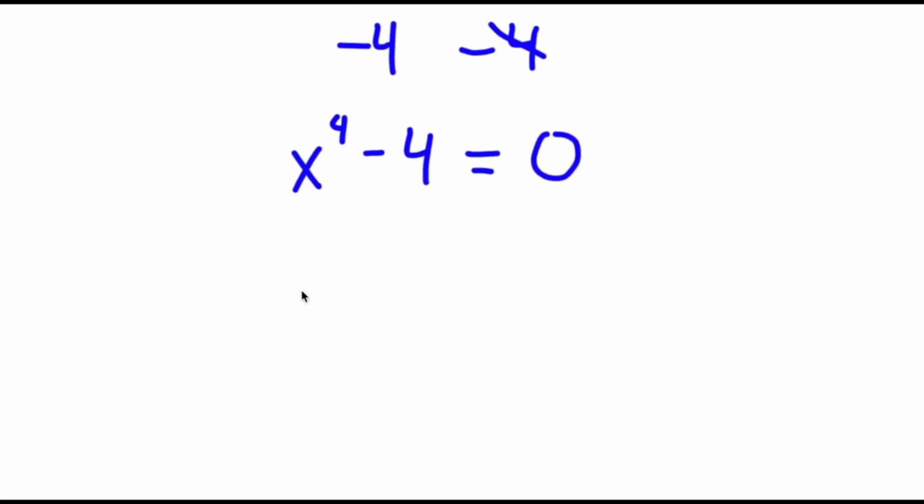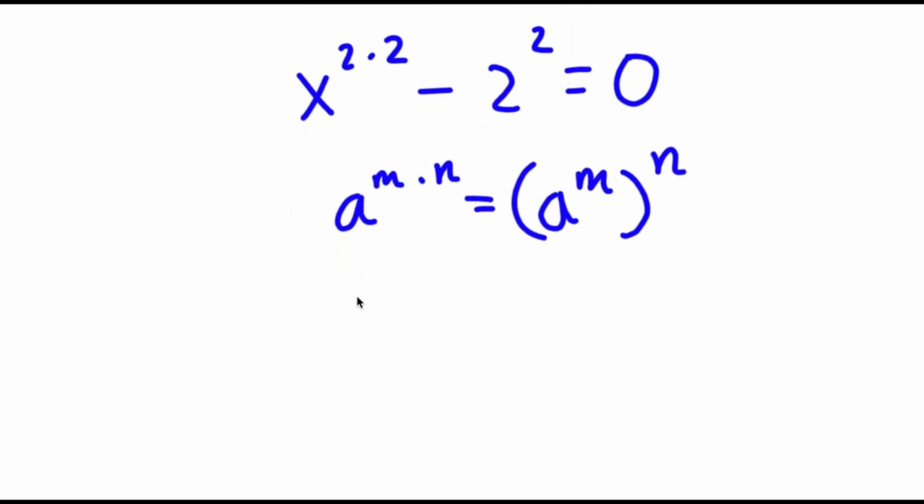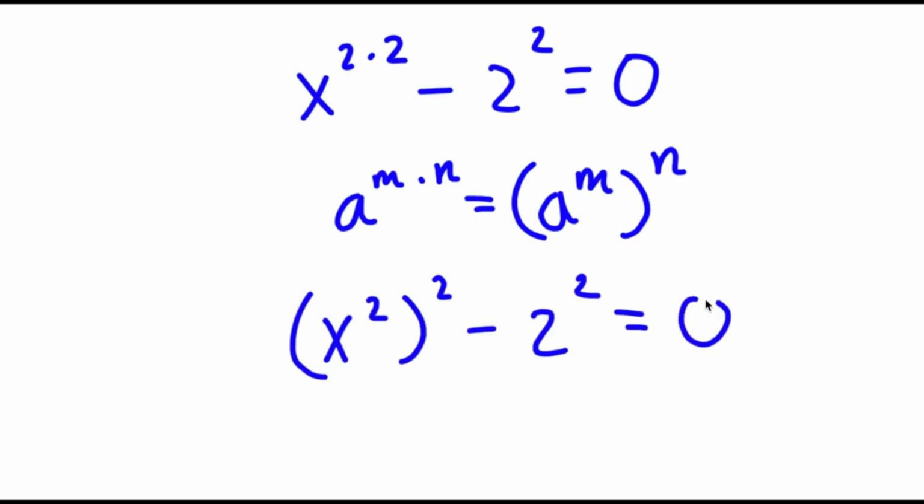Now x to the power of 4 I can rewrite as x to the power of 2 times 2, and 4 I can rewrite as 2 squared. Now if I have something in the form a to the power of m times n, this is equal to a to the power of m to the power of n. So x to the power of 2 times 2, that's going to equal x to the power of 2 to the power of 2. Now I have this minus 2 squared is equal to 0.